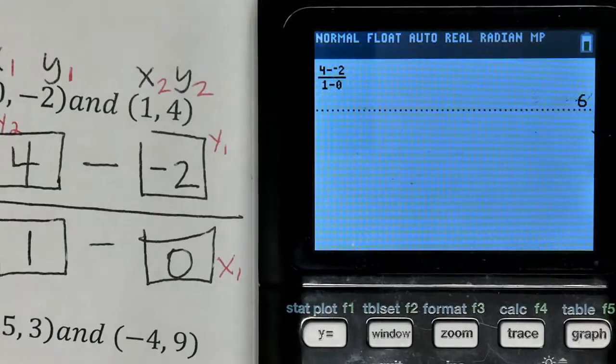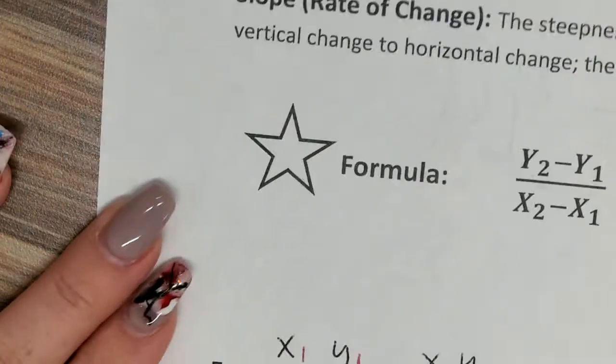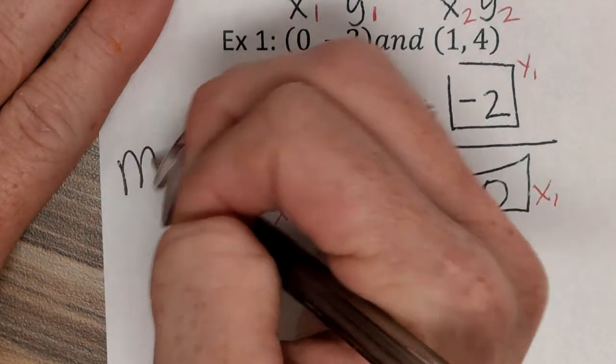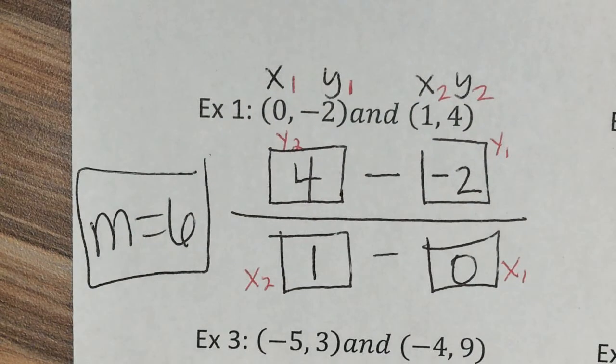There's your answer. Is that exactly what I got when I graphed it? Yes? Okay. And I'm going to write my answer. M equals 6. Why did I call it M? Because M is slope, right? Why did they call it M, guys? I have no idea. I would have called it S, but they called it M. I don't know why. So we're going to call it M because that's what they call it.